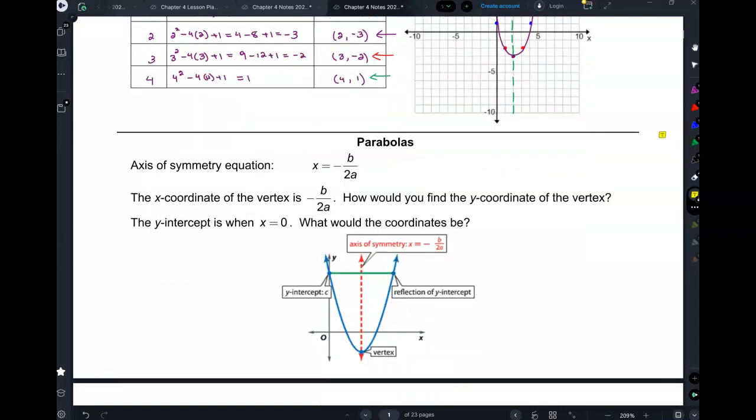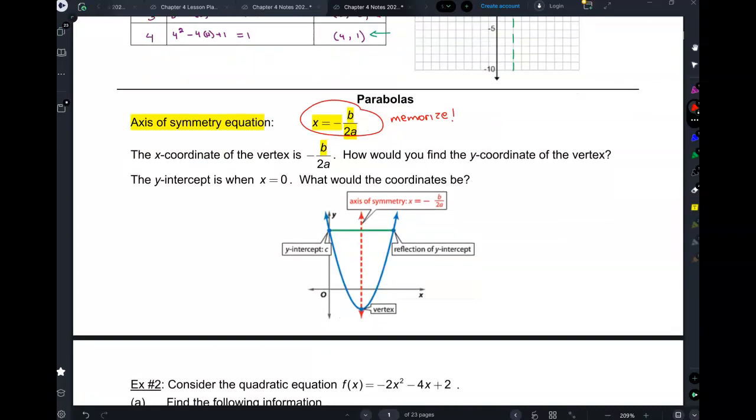For parabolas, the equation for the axis of symmetry is this: x equals negative b over 2a. And you do need to memorize this. Okay, so x equals negative b over 2a, right? Okay, so now, once you find the axis of symmetry, the x coordinate of the vertex is exactly the same thing.